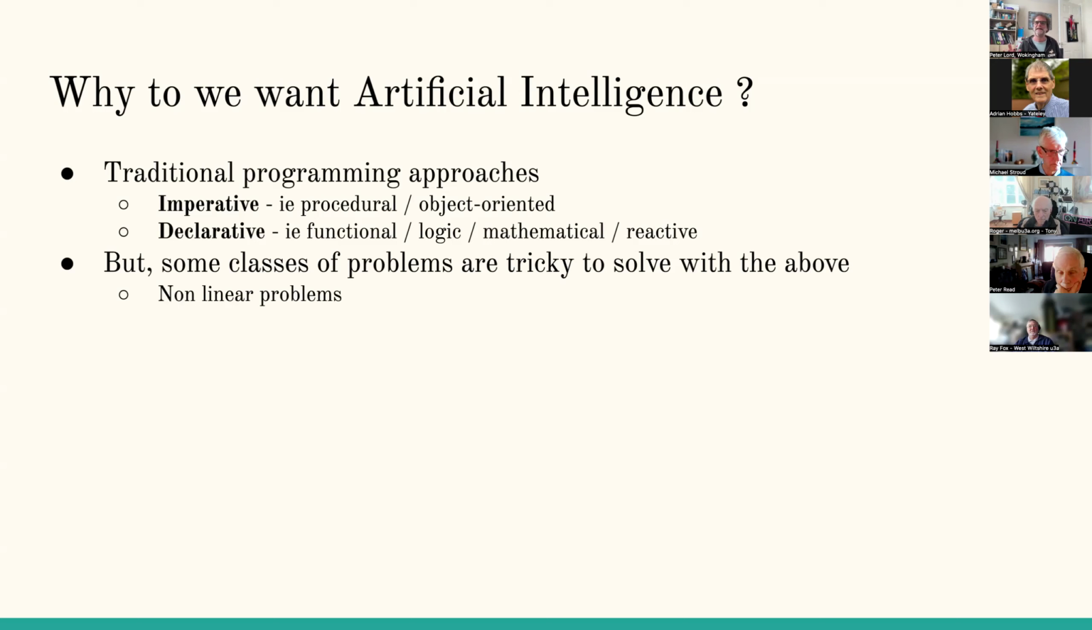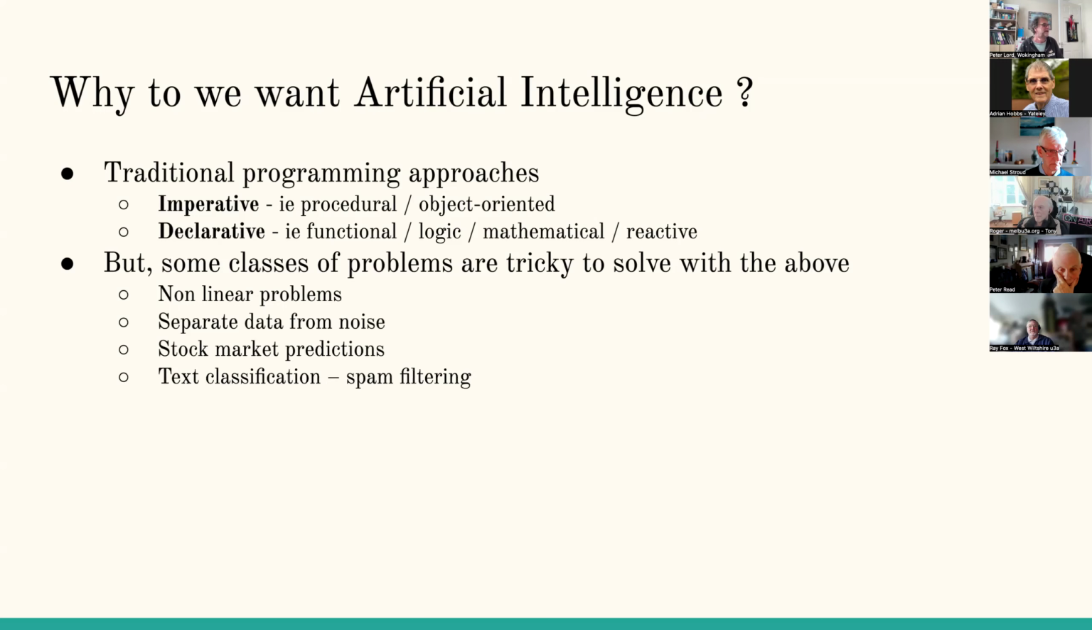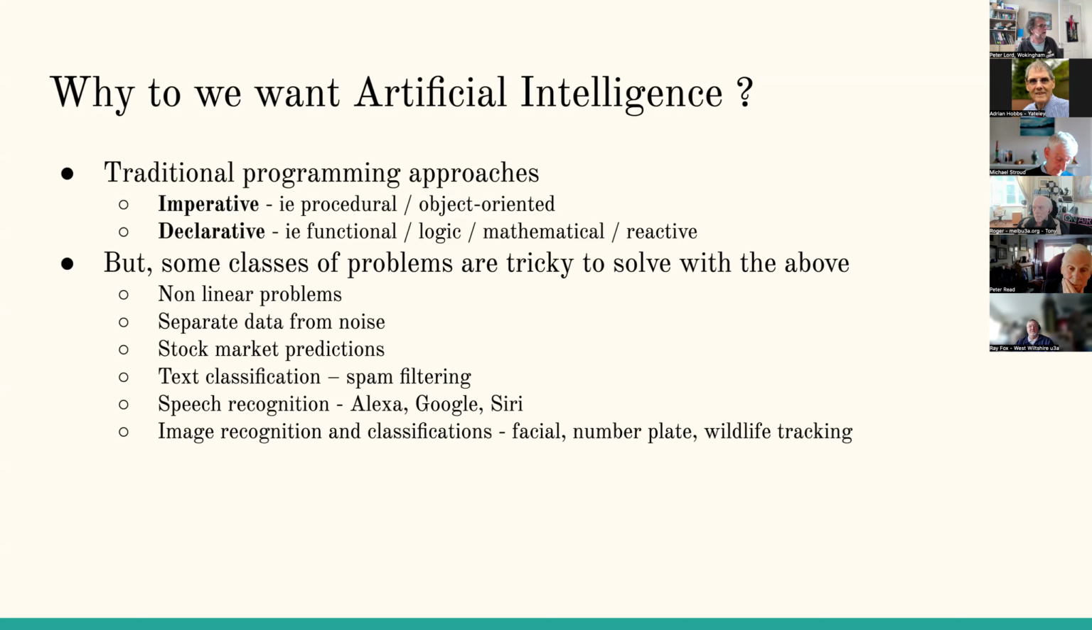They tend to be non-linear problems, things like separating data from noise, stock market predictions, text classifications. You can think of the spam filter in your mailbox. You're not going to go in and say, this message is spam, this one isn't spam. You want to train the system on what spam looks like and let it get on by itself. Speech recognition. Image recognition, faces, number plates.